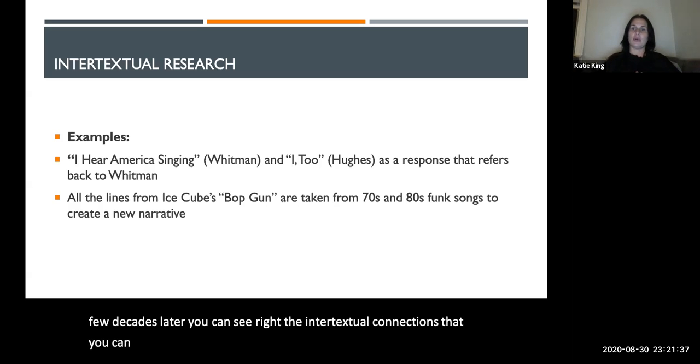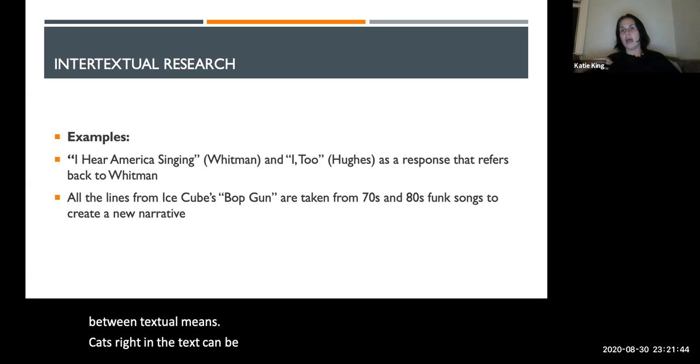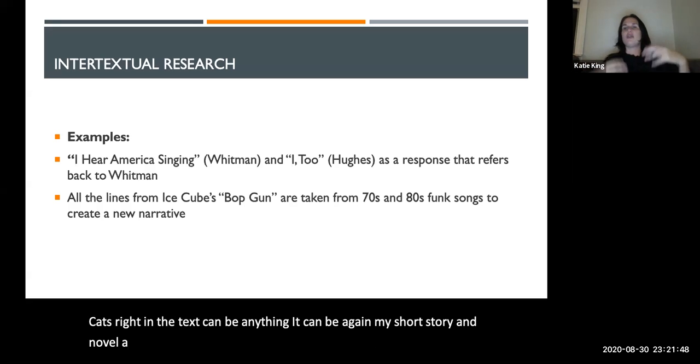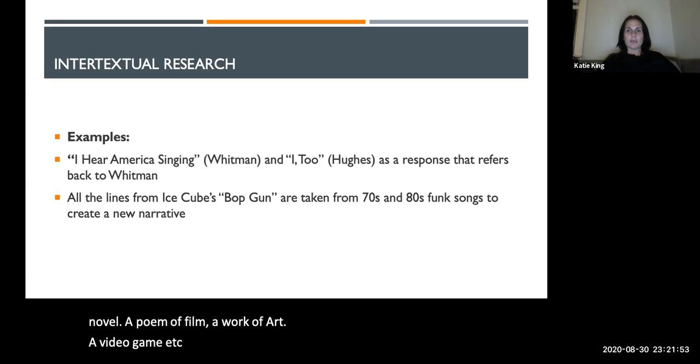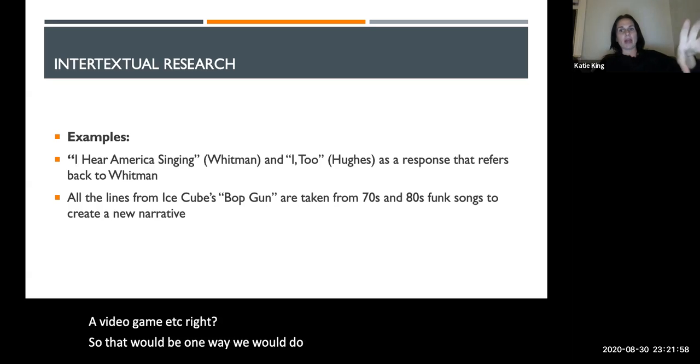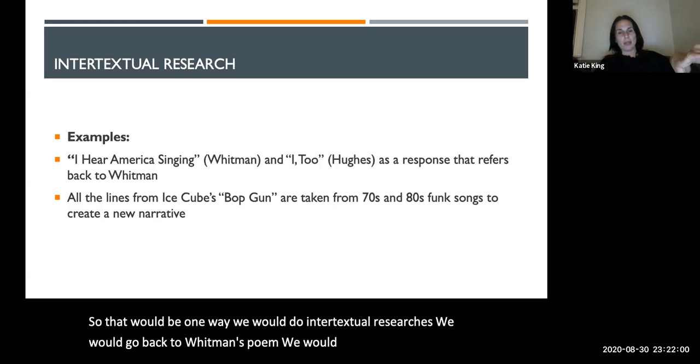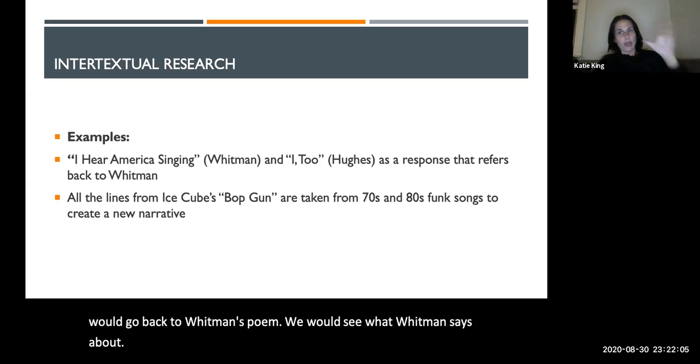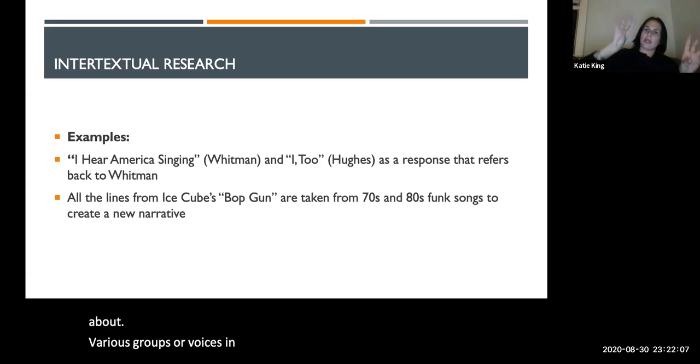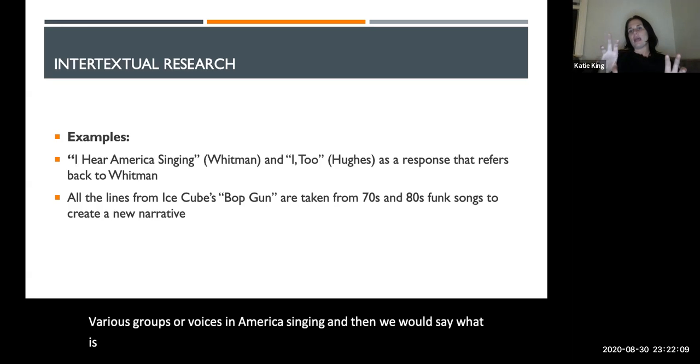And if we think about the word intertextual, inter means between, textual means text, right? And a text can be anything. It can be, again, a short story, a novel, a poem, a film, a work of art, a video game, etc., right? So that would be one way we would do intertextual research: we would go back to Whitman's poem, we would see what Whitman says about various groups or voices in America singing, and then we would say, well, what is Hughes getting at then, right?